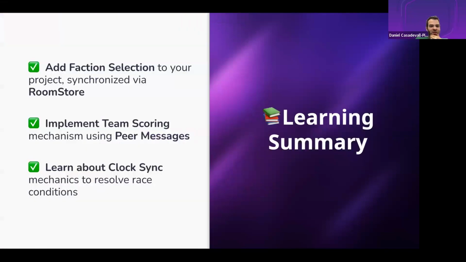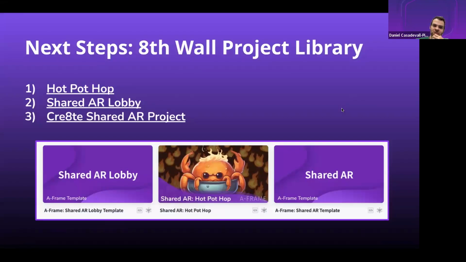And then we are going to just go through the summary of what we've learned. So we've added a faction selection that we synchronize via room data store. We've implemented team scoring by using peer messages. Whenever a peer dies, they send a peer message. Whenever they receive that death, they're registering for peer messages. And we've learned about the clock sync, which is used in so many places in our sample for resolving race conditions.